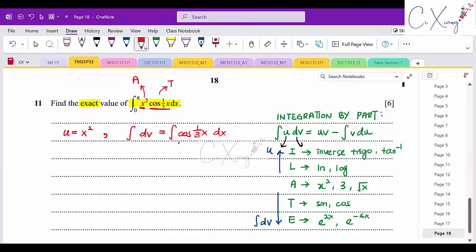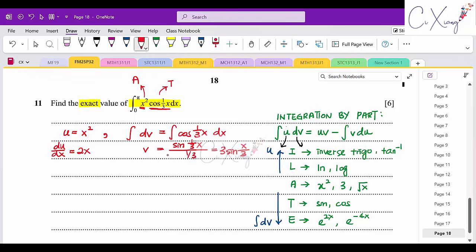Once you know which one is the u and which is the dv, for u equals x squared, you differentiate it, and for dv, you integrate it. So differentiate u, I will have du over dx, which equals 2x. Then for this one, integrate dv, you will get v. Integrate cos, I will get sine. Copy back the angle, divided by the differentiation of the angle, which is 1 over 3. And I should be getting 3 sine x over 3.